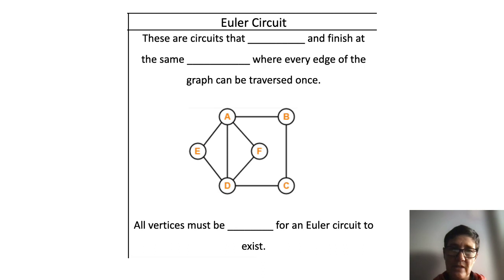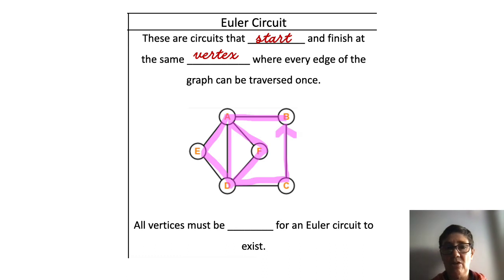For an Euler circuit, these are circuits that start and finish at the same vertex, where you again go over every edge of the graph once and only once. So if I have a look at this network, every single one of these vertices is even. You could start absolutely anywhere and be able to get round that network once and once only on each edge. Okay, so for an Euler circuit to exist, all the vertices must be even.